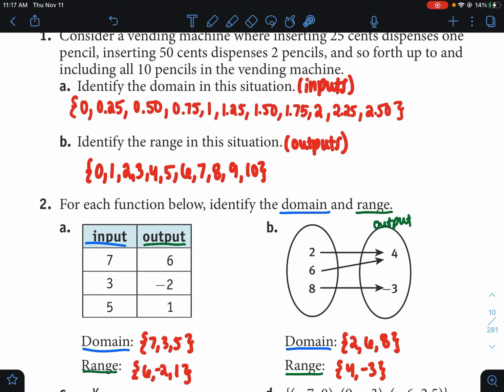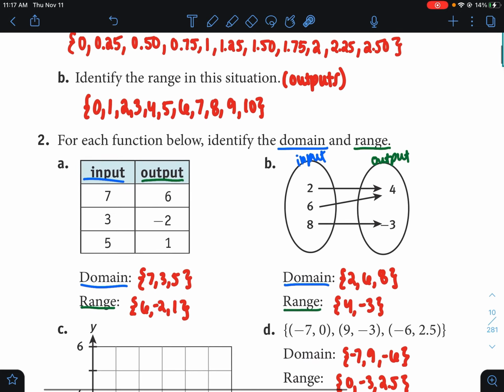So over here, I have an input of 7, 3, and 5. So that is my set. These squiggly brackets just mean set. So my set is 7, 3, and 5. My output, or my range, is 6, -2, and +1. Over here, my domain is my input. I got that label. My input, 2, 6, and 8. My output is 4 and -3.